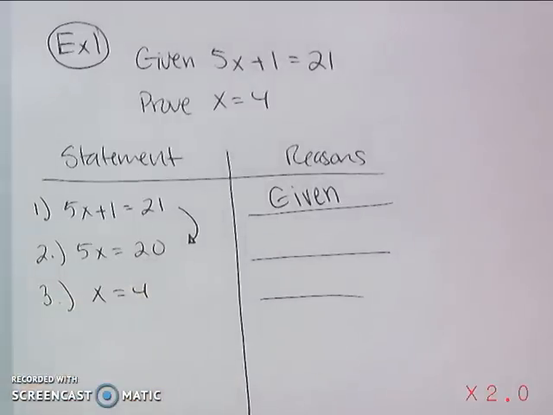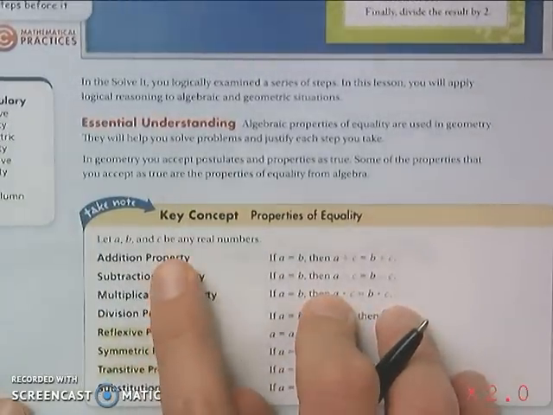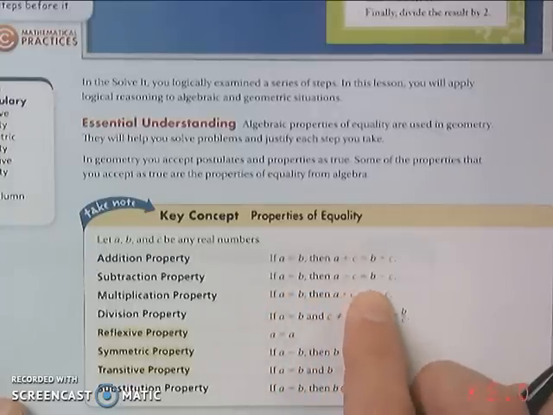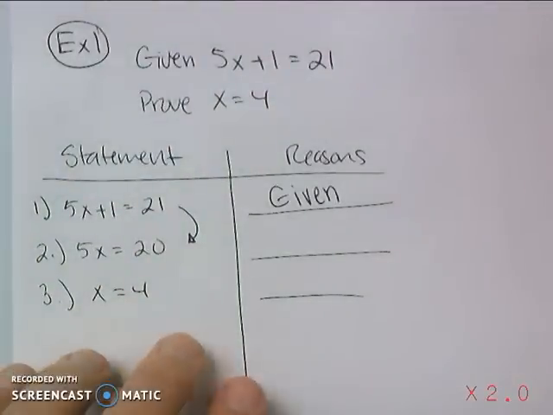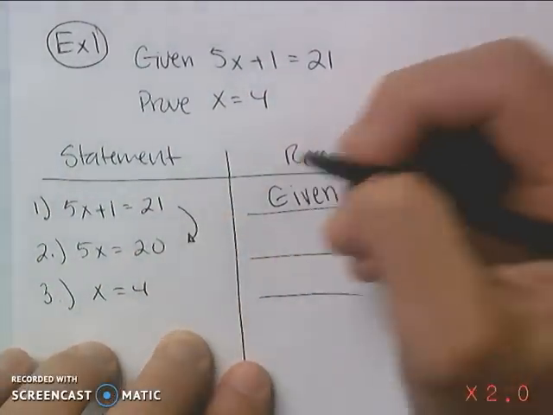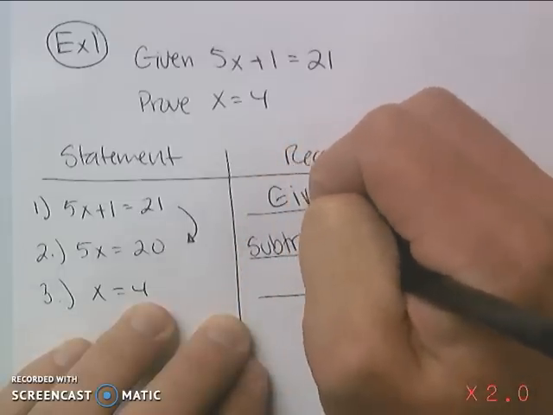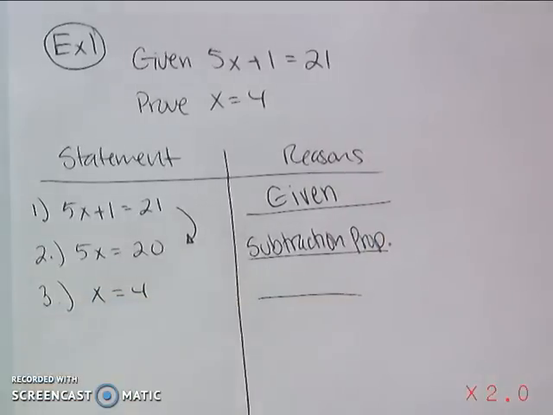Okay, if you actually go back to our rules over here, subtraction property shows if A equals B, then A minus C equals B minus C. So as long as I subtract from both sides, we're good. So what I do from step 1 to 2, I subtracted. So what is my reason? We would say subtraction property. Okay, and I'm going to shorthand with prop.